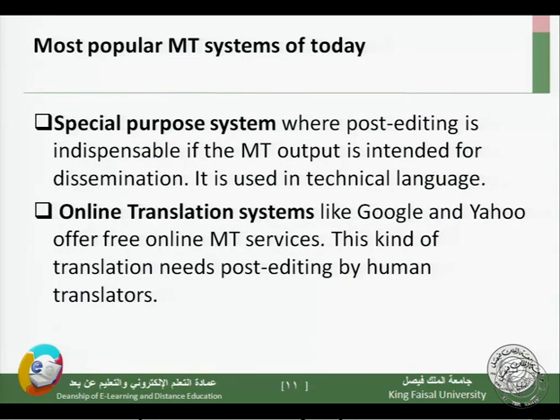Now, the second type of systems is called online translation systems. I'm sure most of you have tried it. If you want to know the meaning of a word, you check Google, you get the meaning, you get the translation. But we have Google Translator, Yahoo Translator. I know they offer free machine translation online, but this type of translation, I warn you, needs a lot of editing. It means a human translator should intervene and make sure that it's correct.